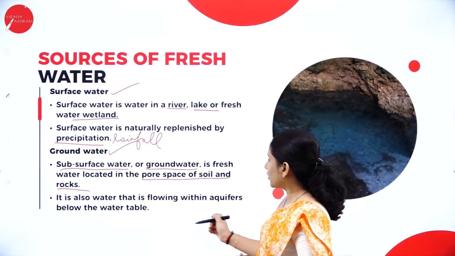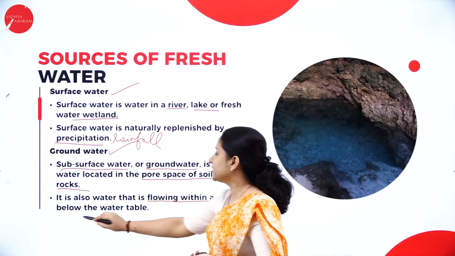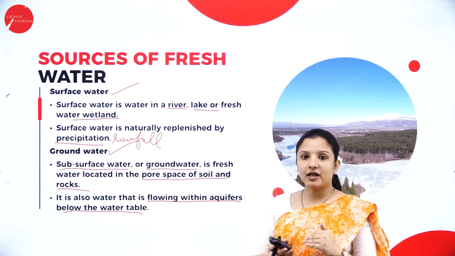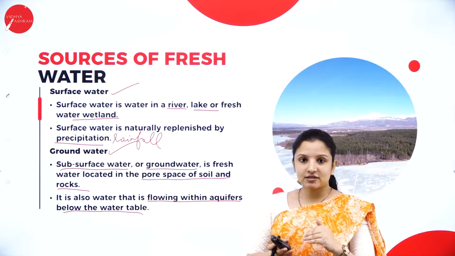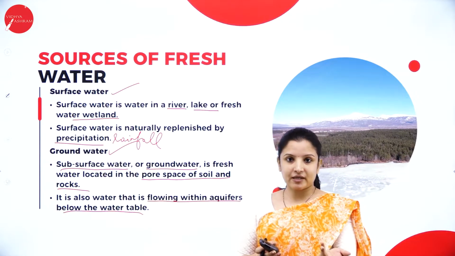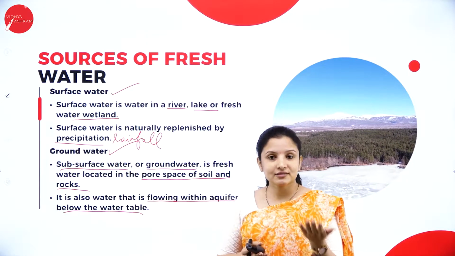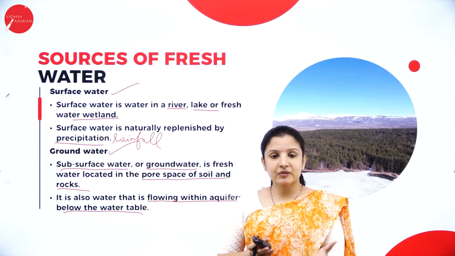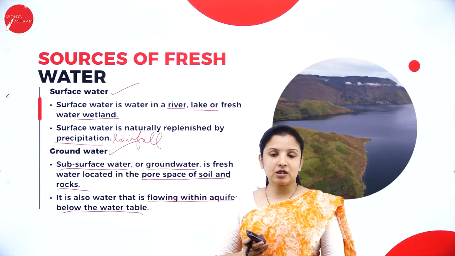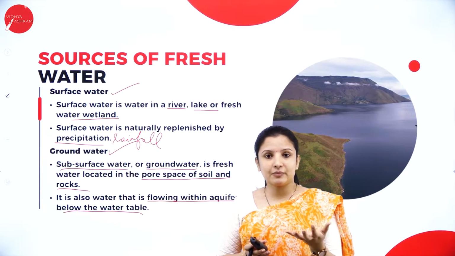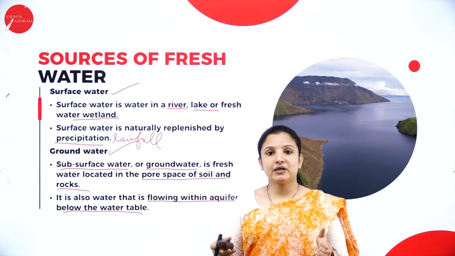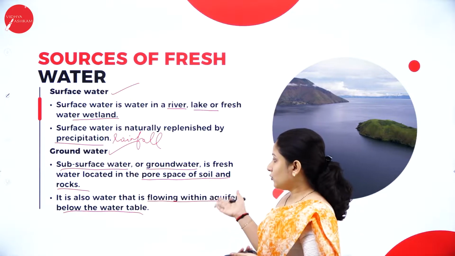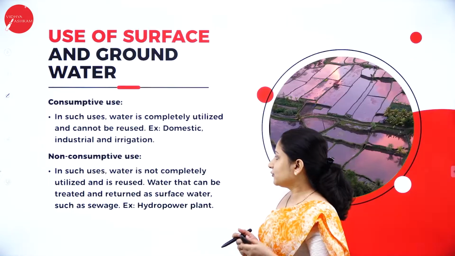And it is also the water that is flowing within the aquifers below the water table. So underground, below the water table also, there is water that is flowing. The best example is springs, right? Another best example is well water. It is groundwater because we dig the well, and there the water will start bubbling out. That is, from below the surface of the earth, from the aquifers, the water will start bubbling out. So that is the place where we build a well so that the water gets collected in the well. That is nothing but groundwater, and it is also called subsurface water.